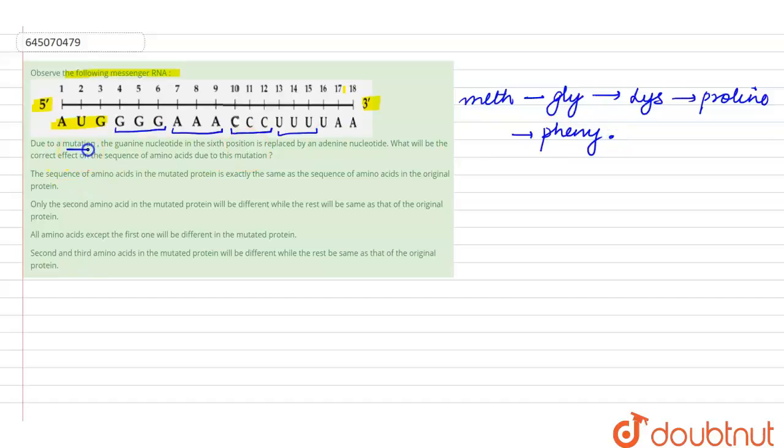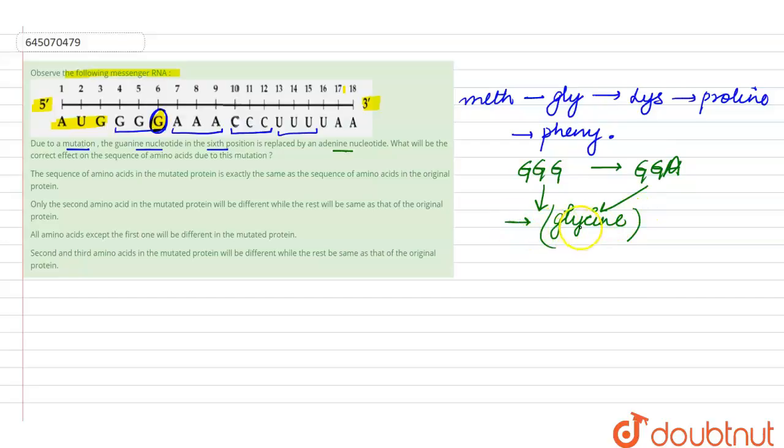While the question says that due to mutation, the guanine nucleotide in the 6th position, so we are talking about this particular guanine, is replaced by adenine nucleotide, right? So now initially the code was GGG, now it has become GGA. Right? But here we see that the GGG as well as GGA, they code for the same amino acid. So taking into consideration the degeneracy of the genetic code and the unambiguous nature, we say that this is coding for the same amino acid.